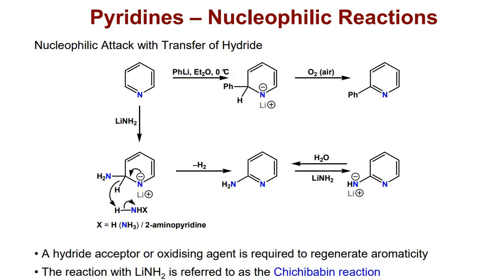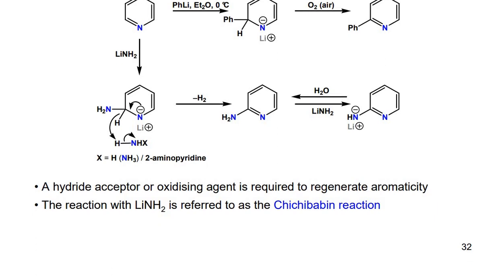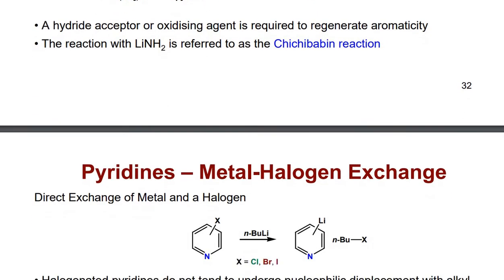Nucleophiles attack with the transfer of hydride. Look at here with the Bewley. A hydride acceptor or oxidizing agent is required to generate aromaticity. The reaction with lithium amide is referred to as the Chichibabin reaction.